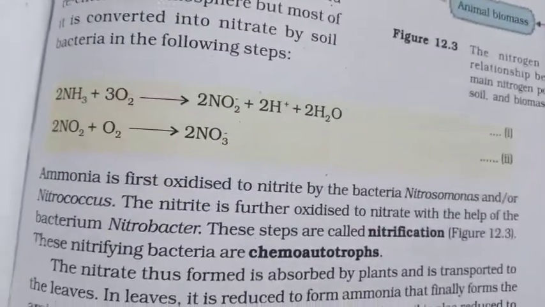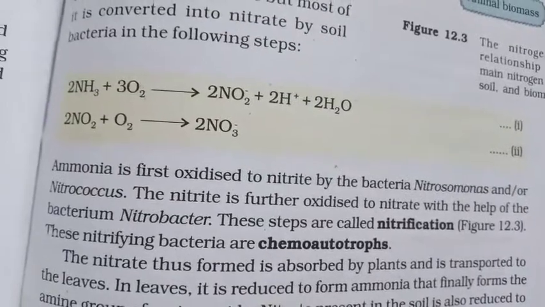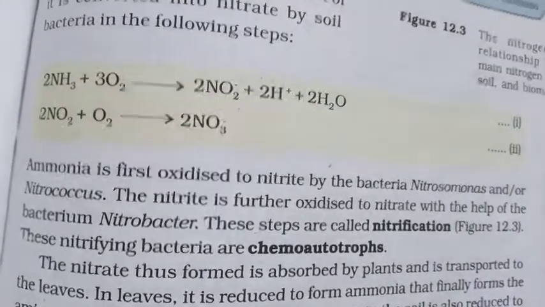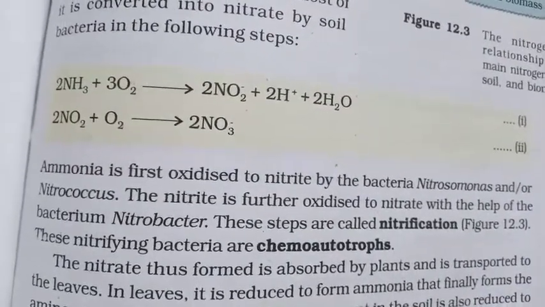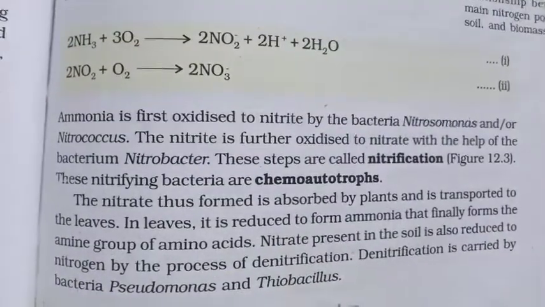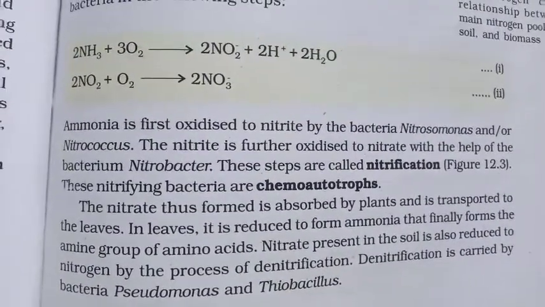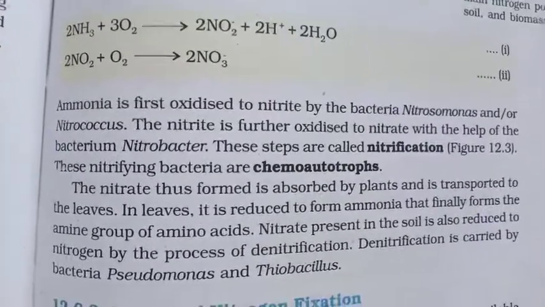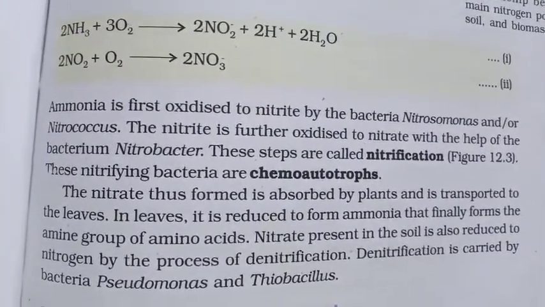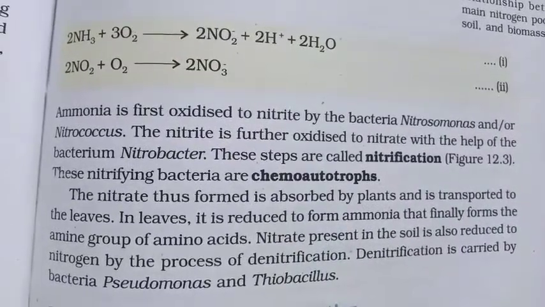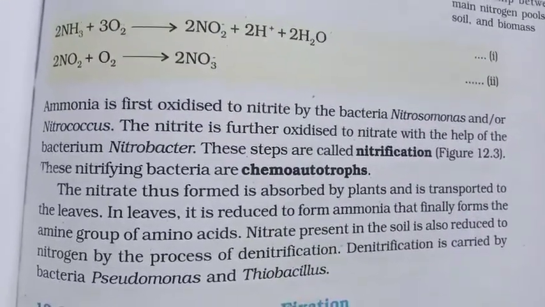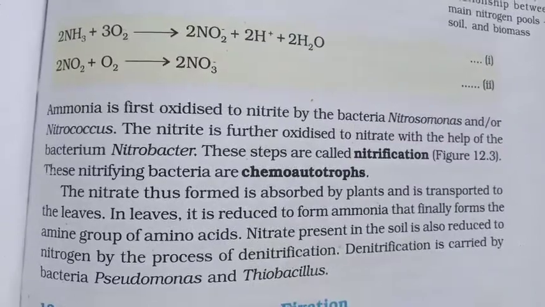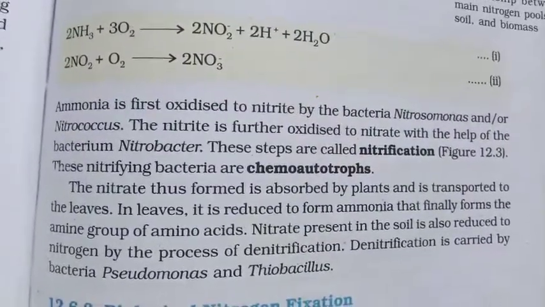Ammonia is first oxidized to nitrite by the bacteria Nitrosomonas and Nitrococcus. The nitrite is further oxidized to nitrate with the help of the bacterium Nitrobacter. These steps are called nitrification. These nitrifying bacteria are chemoautotrophs.